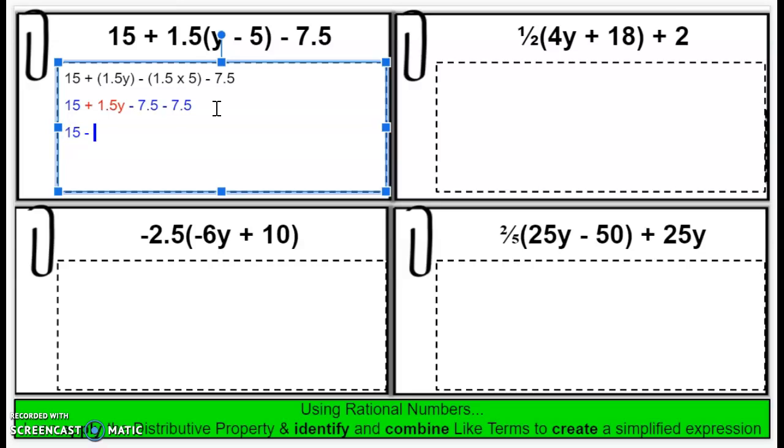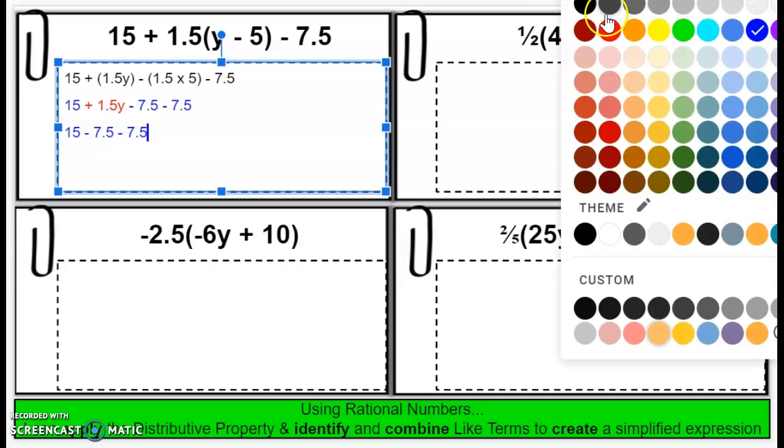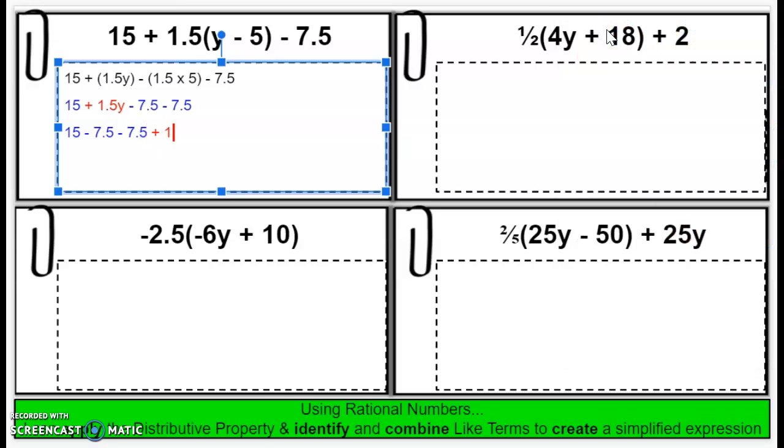So I have 15 minus 7.5 minus 7.5. And then I'm going to add the positive 1.5y at the end. So now I'm going to combine my colors together. This is why I did it by color, so you can clearly see it. So I have 15 minus 7.5 minus 7.5, and that equals 0, because 15 minus 7.5 equals 7.5, minus 7.5 equals 0.